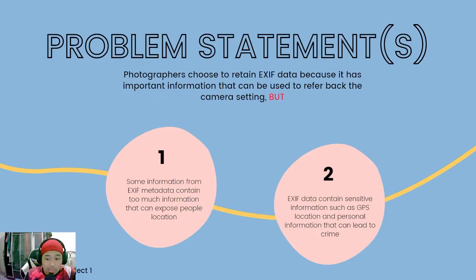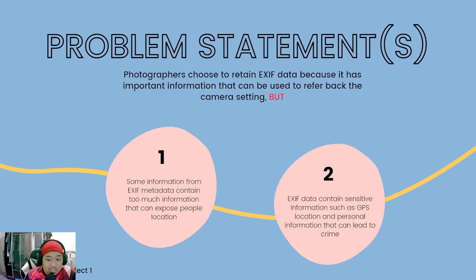we also need to know that the information in Exif data contains too much, such as GPS location. It is not limited to GPS only, because it can also have the date the picture was taken, the GPS info, and also your camera model. So it will expose a person's location in most situations, because we have the coordinates, the longitude and latitude. The second problem is that Exif data also contains sensitive information.